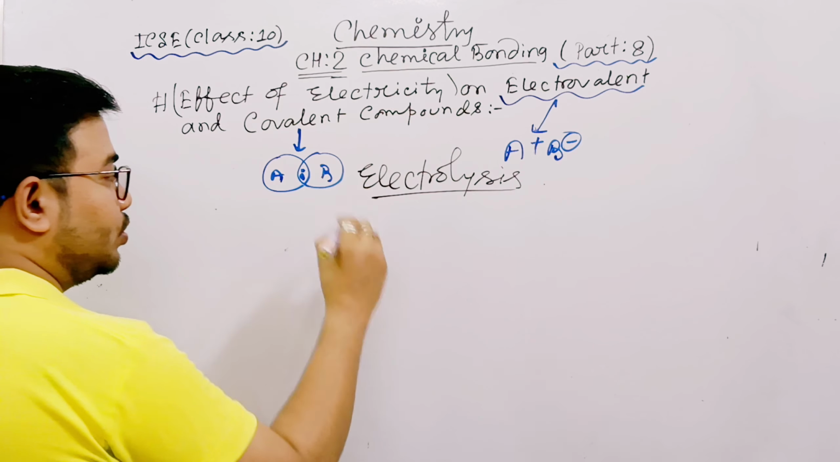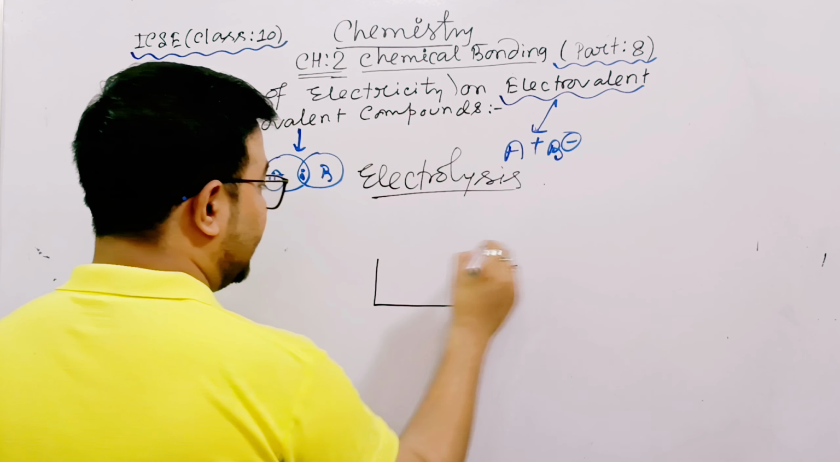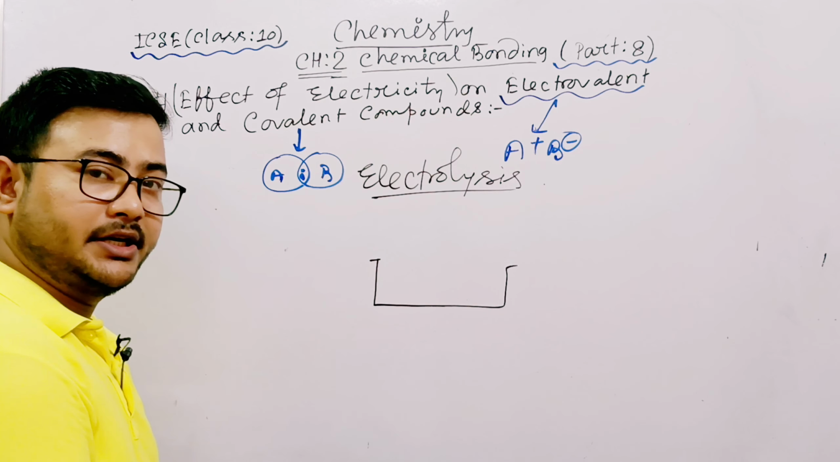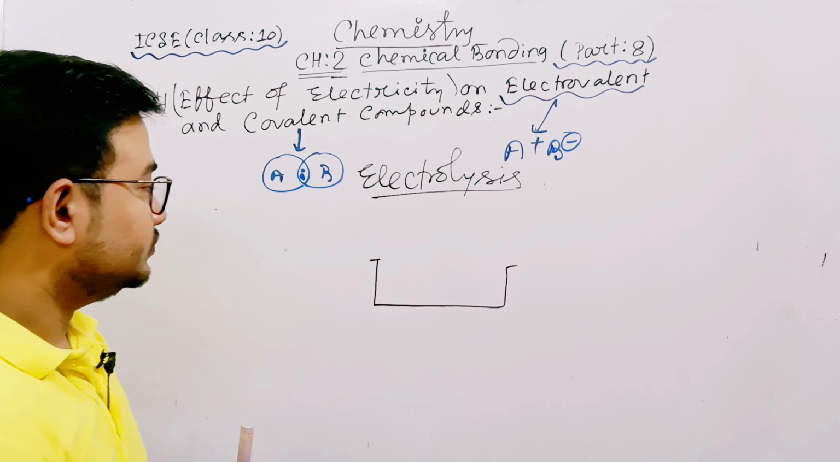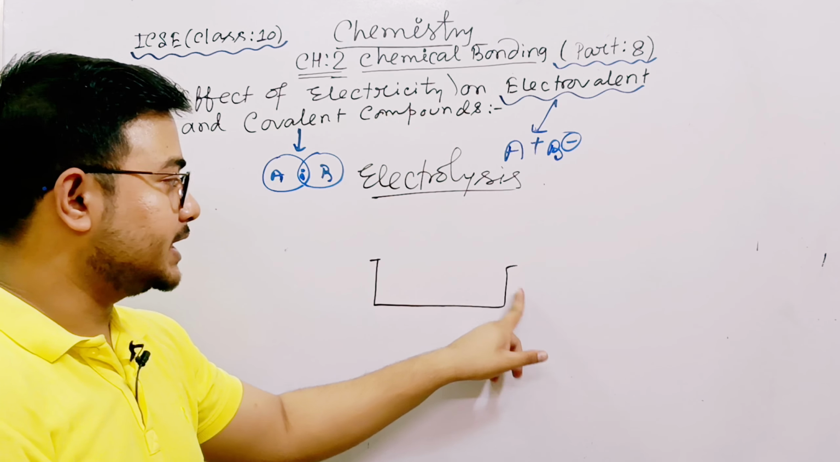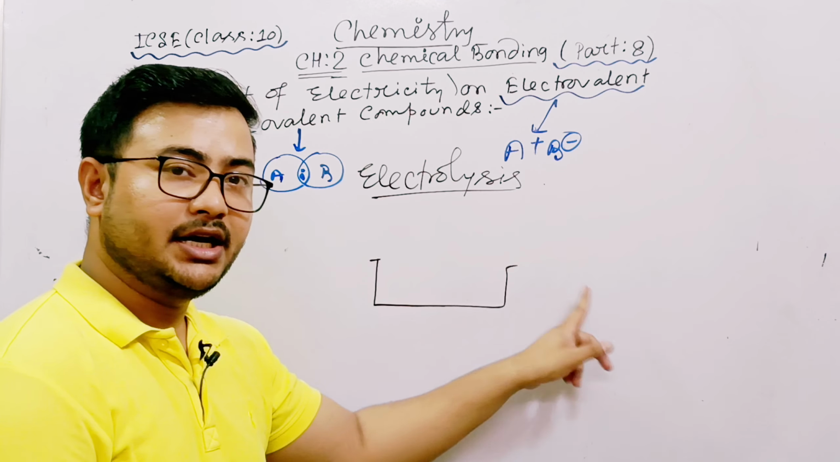So look at the board, what is electrolysis? First of all, you have to take a beaker or container. Draw this diagram with me and mark everything. So what is this? This is a container. So give a small arrow and write container.